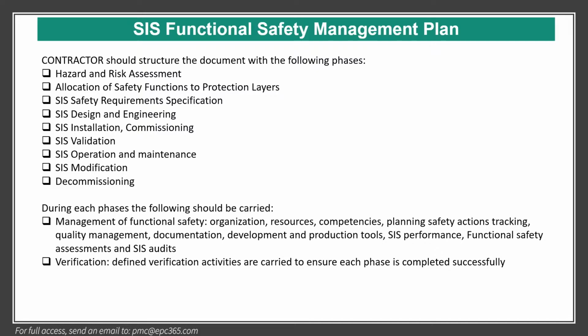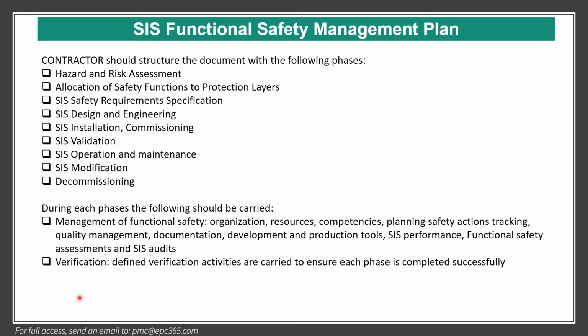So the SIS Functional Management Plan should structure the document with the following phases: hazard and risk assessment, allocation of safety function to protection layer, SIS safety requirements specification, SIS design and engineering, SIS installation and commissioning, SIS validation, SIS operation and maintenance, and SIS modification and decommissioning. During each phase, the following should be carried out.